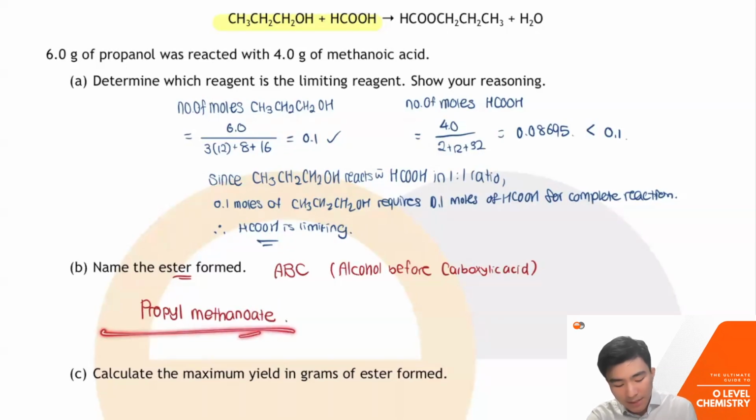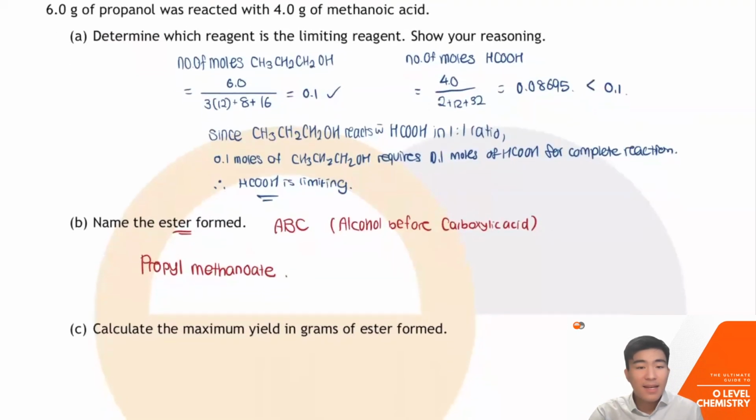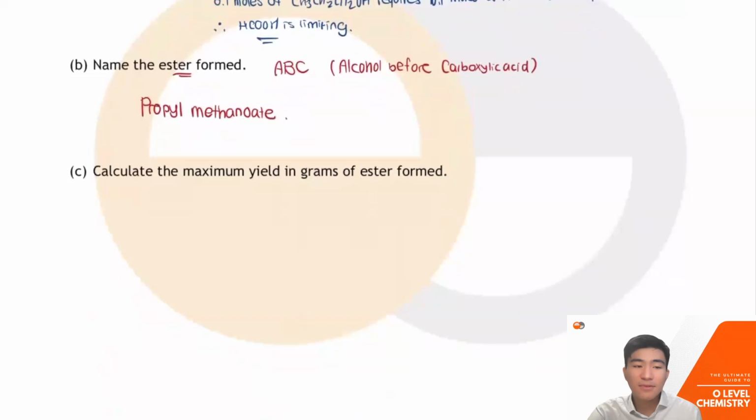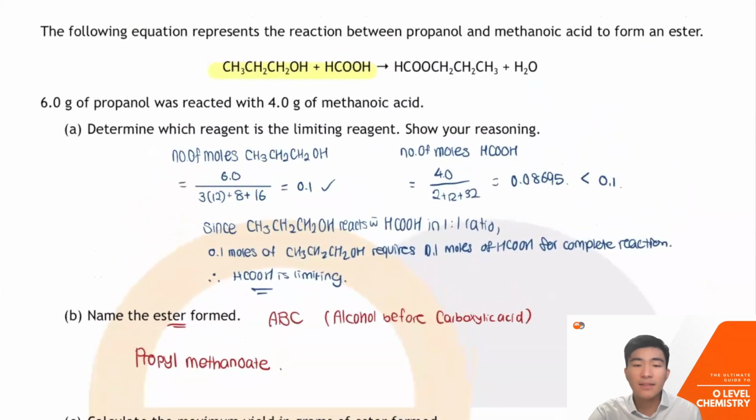When students are in the exam and they don't know how to write the ester name, do they put methyl propanoate or propyl methanoate? Follow this: A before C. Anyway, our alphabet is ABC, so A before C. Alcohol name comes first, carboxylic acid name comes next. With that understanding, let's go to question part C, asking for the maximum yield of ester formed.